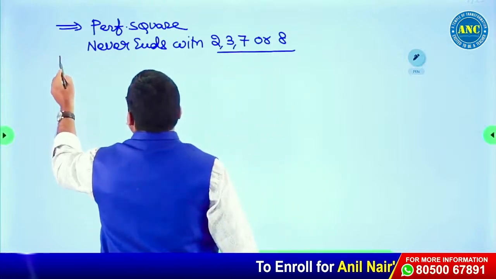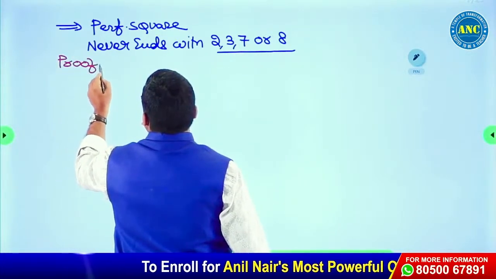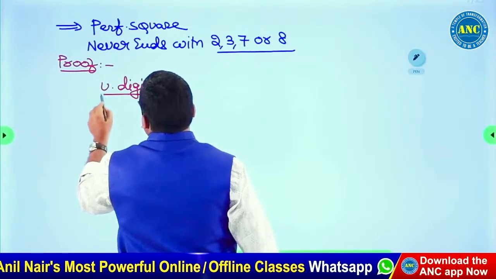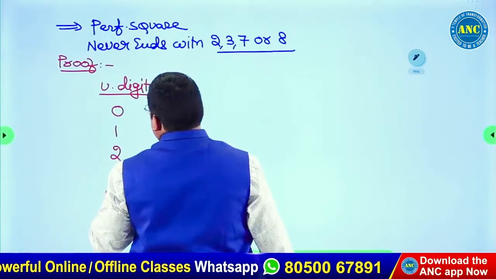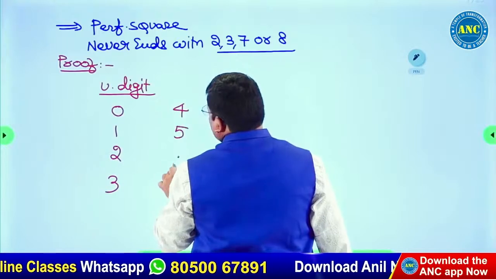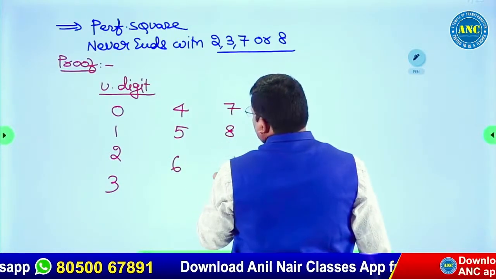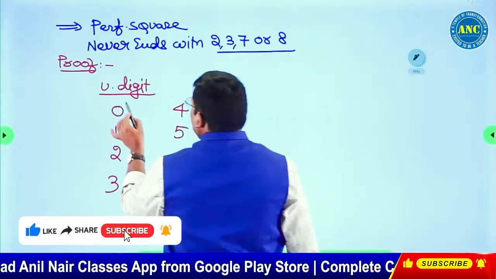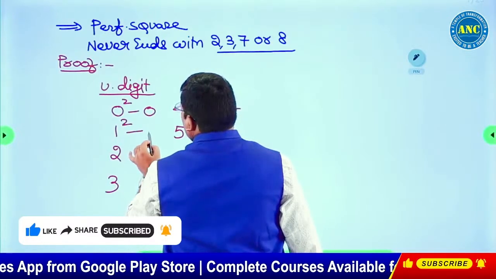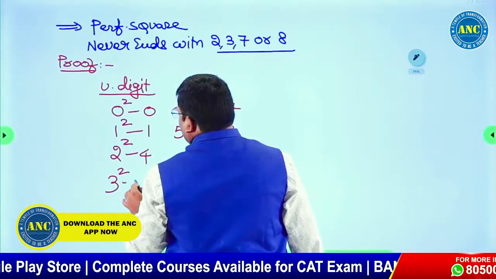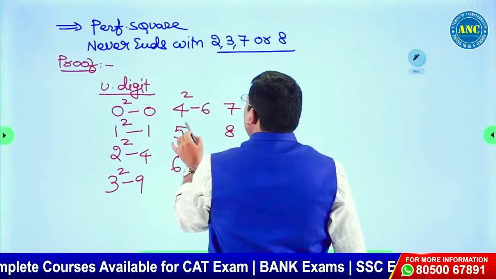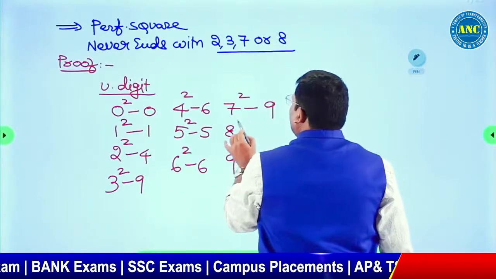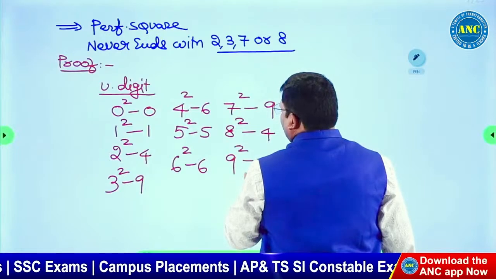Sir, why is it happening? Proof. The unit digit of any natural number will be from 0 to 9: 0, 1, 2, 3, 4, 5, 6, 7, 8, 9. If I square it, 0 squared is 0, 1 squared is 1, 2 squared is 4, 3 squared is 9, 4 squared is 16, 5 squared is 25, 6 squared is 36, 7 squared is 49, 8 squared is 64, 9 squared is 81.